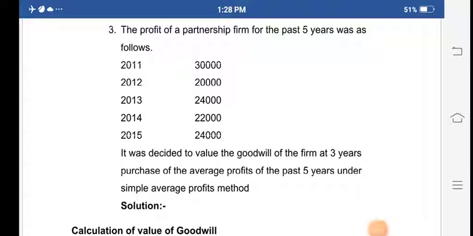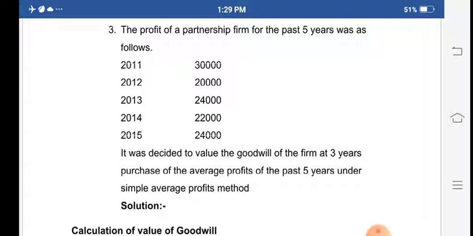Hi students, this lecture for BBA second sem is on corporate accounting. In the last class we discussed the problem on the simple average method for the valuation of goodwill. I hope all of you saw that earlier lecture and understood it. It's a very easy method to ascertain the value of goodwill.